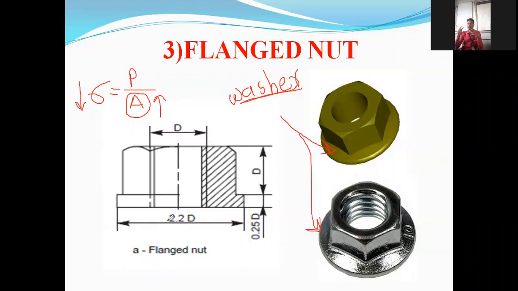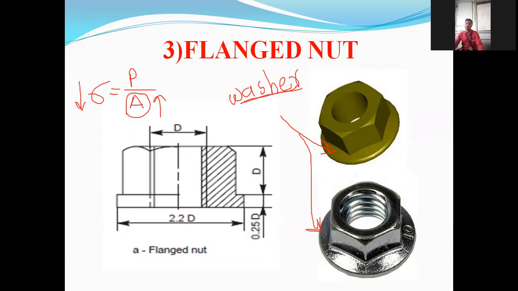If some delicate components are there, and we add this nut and bolt, the probability is that it may get damaged. That's why, to avoid damage to the component, the washer increases the area and distributes the force, and automatically stress is reduced.